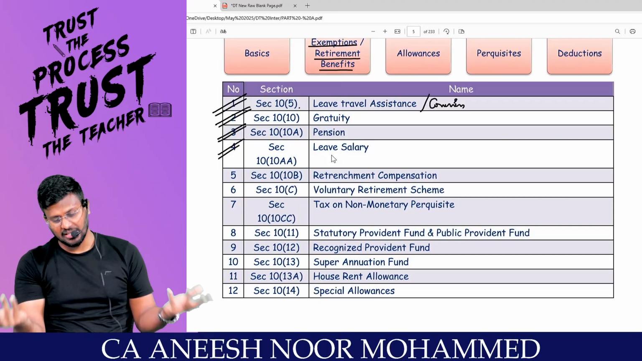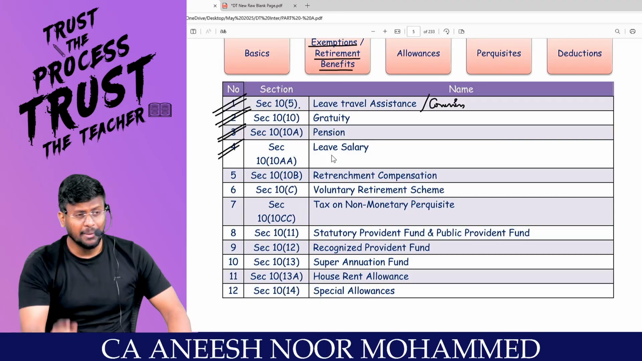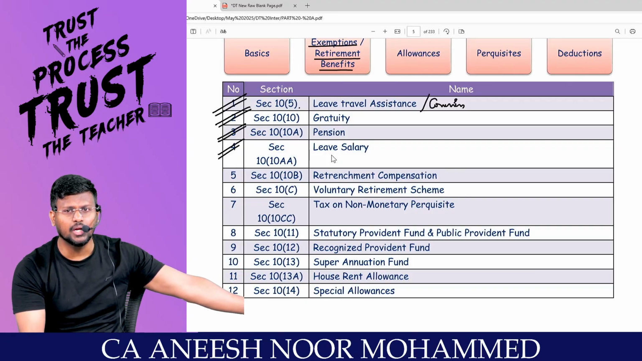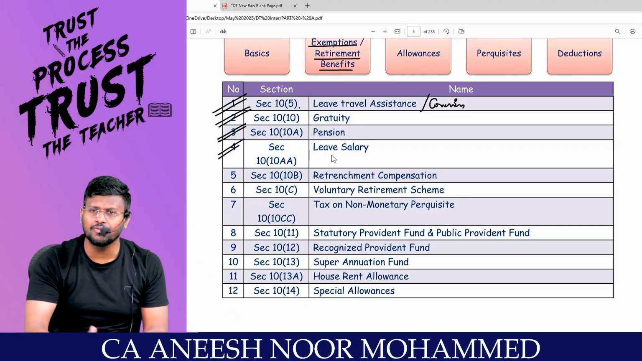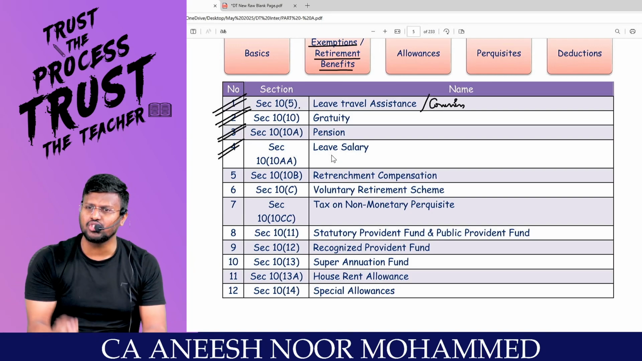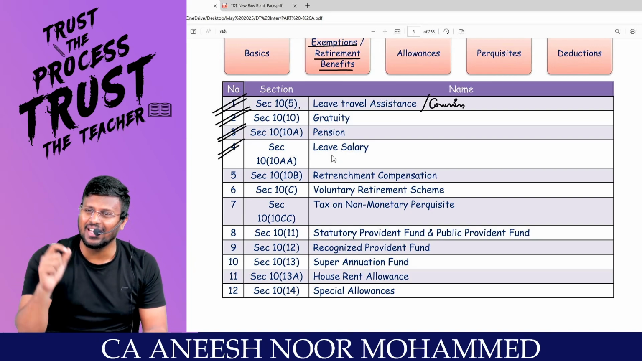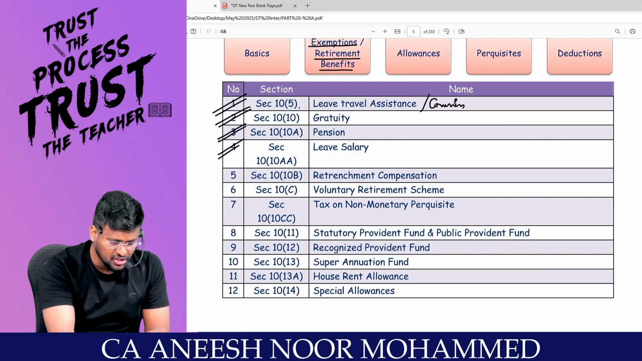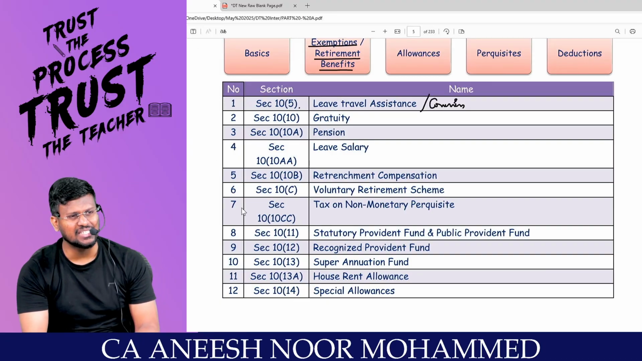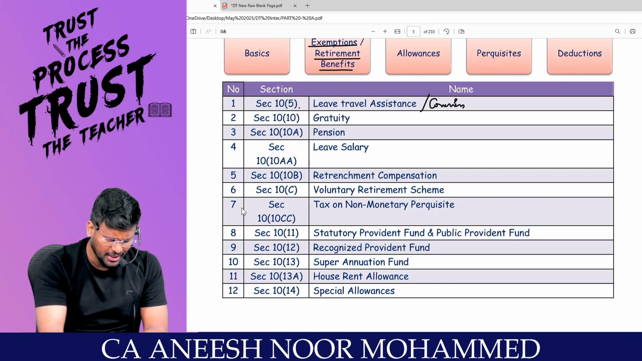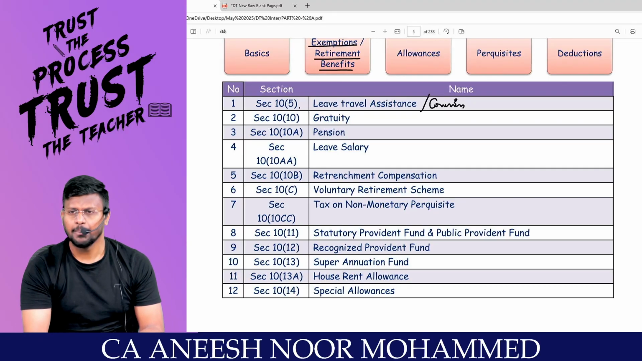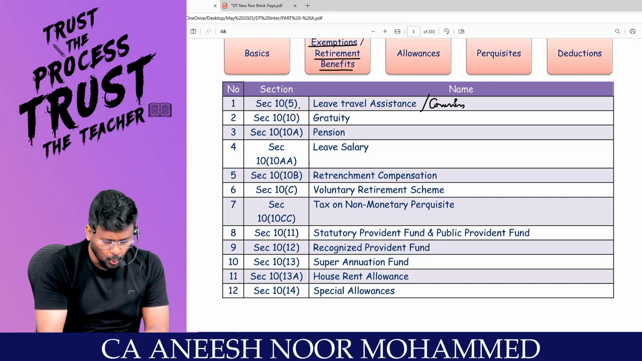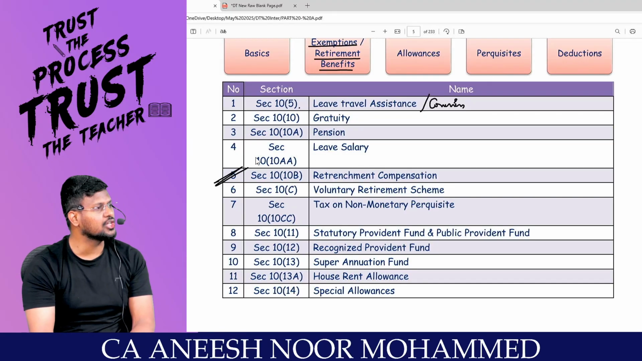That is called leave salary. But the Income Tax Act is saying that the entire leave salary should not be included in the total income at the time of retirement. Out of that, some amount you can claim as an exemption. That amount is covered under section 10(10AA). What is section 10(5)? Leave travel concession or leave travel assistance. What is section 10(10)? Gratuity. What is section 10(10A)? Pension. What is section 10(10AA)? Leave salary. Now coming to section 10(10B), retrenchment compensation.